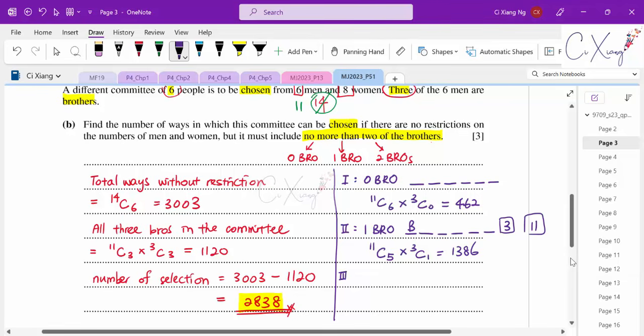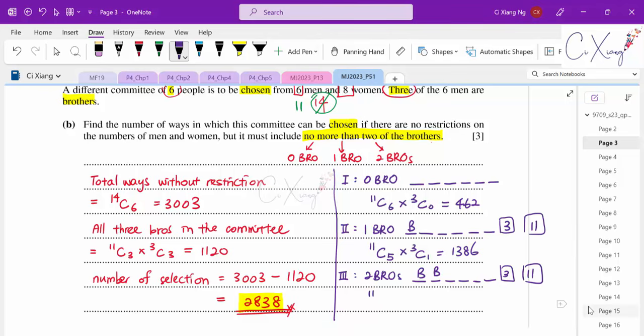Now we consider the third case. For the third case, I fix 2 brothers in the committee. Again, I have 3 brothers and 11 other persons. From the other 11 persons, I want to choose 4 of them to be placed in the empty slots, so 11C4, multiplied with, from the 3 brothers, I want to choose 2 of them, so 3C2. You can try 11C4 multiplied with 3C2. By right, you should get 990.